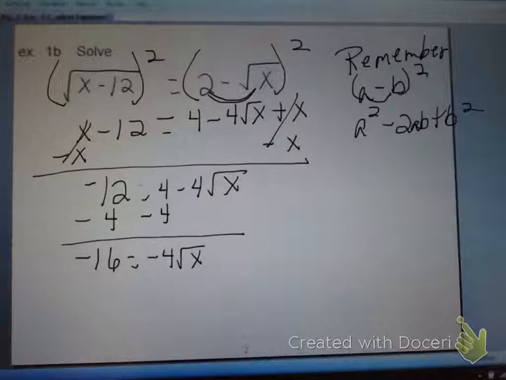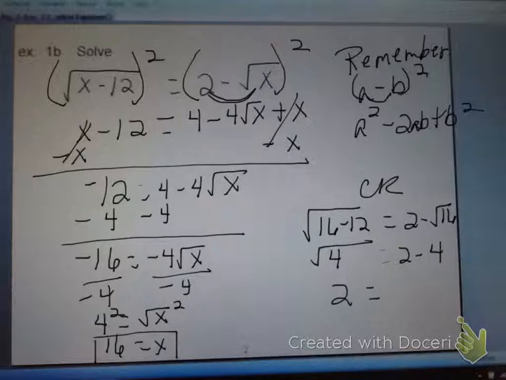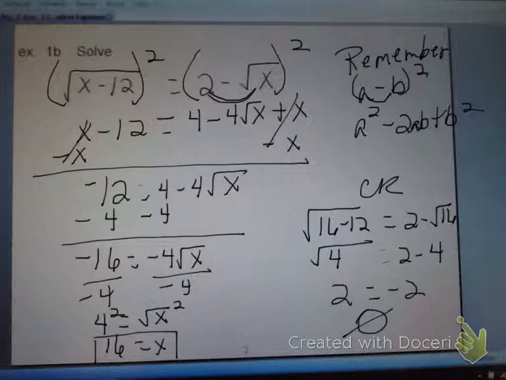Then we have to get the square root of x by itself, so we're going to divide by negative 4. And we get 4 is equal to the square root of x. Then we have to get rid of that radical, so we're going to square both sides. And we get 16 is equal to x. Now let's check it. And when we check, we get 2 is equal to negative 2. Okay, that means no solution because it does not check.